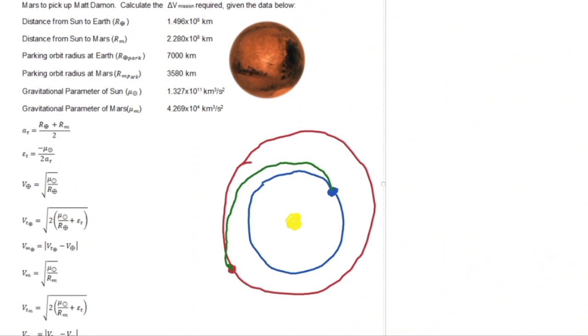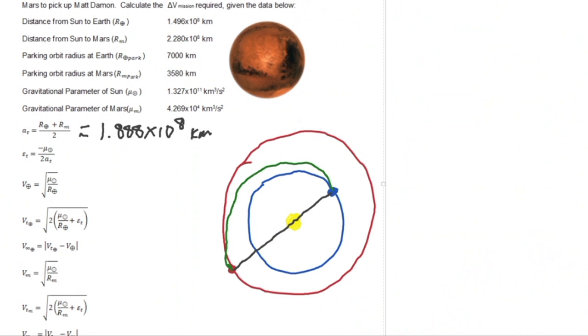So the first part, let's calculate what the size and shape of this transfer orbit looks like about the sun. To find the size of a transfer orbit, we are going to calculate the radius from the center of the sun out to Earth and add that to the radius from the center of the sun out to Mars and divide by 2. And here, we find that that value for our transfer orbit is 1.888 times 10 to the 8th kilometers. That's a pretty good distance out there.